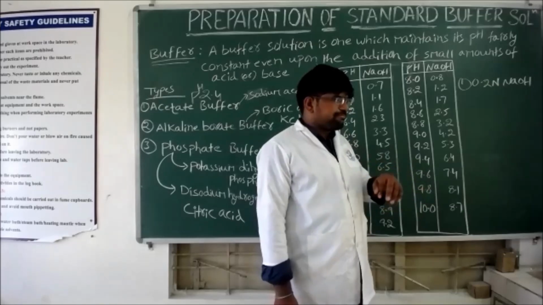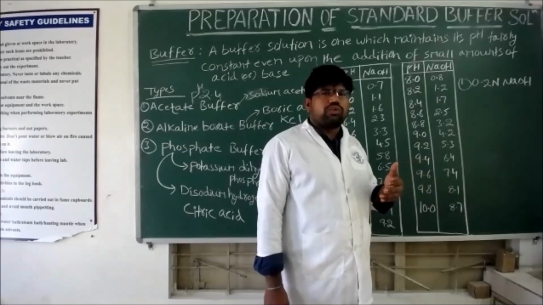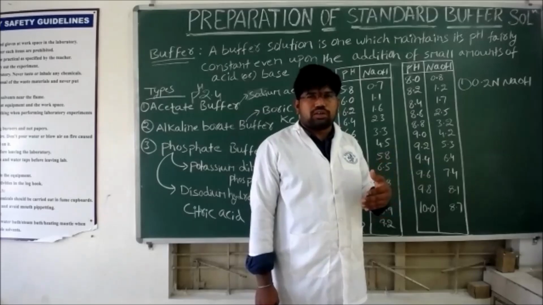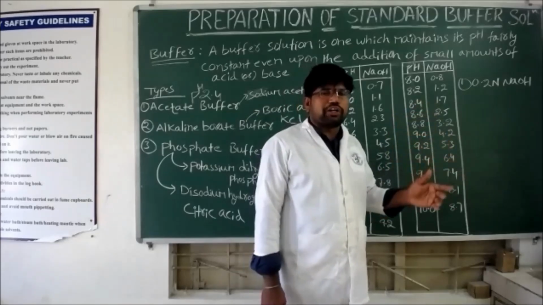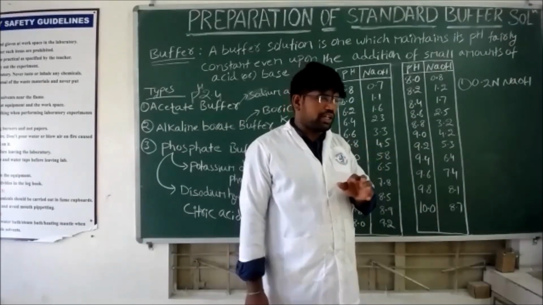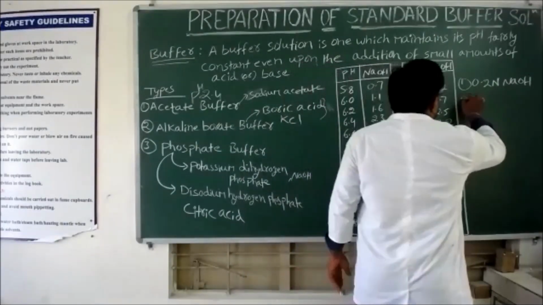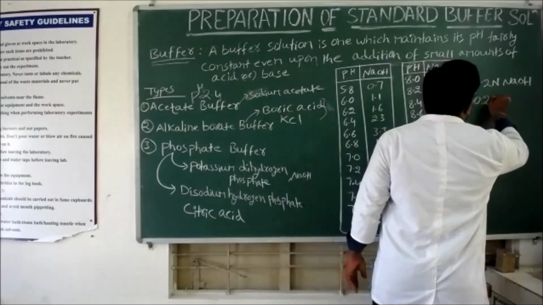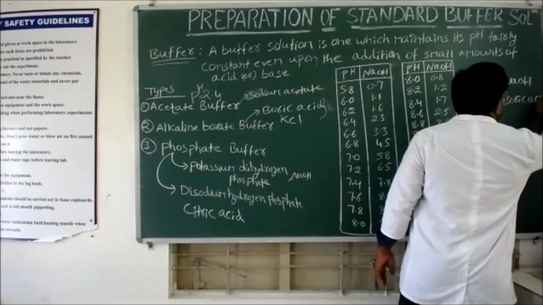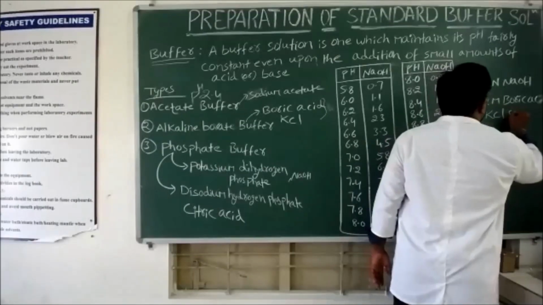For 0.2 normal, we take 8 grams of sodium hydroxide and dissolve it in 1000 ml of water. Automatically we will get the 0.2 normal sodium hydroxide solution. This solution is very important, and we use it to make the buffers. The second is the preparation of the 0.2 molar boric acid and potassium chloride solution.